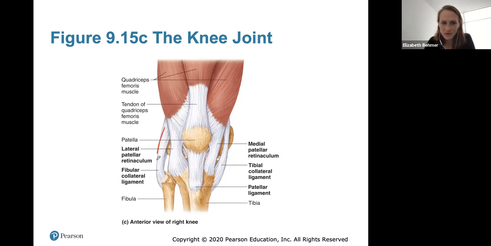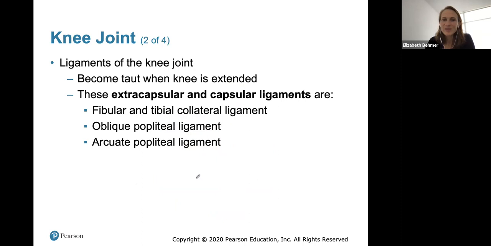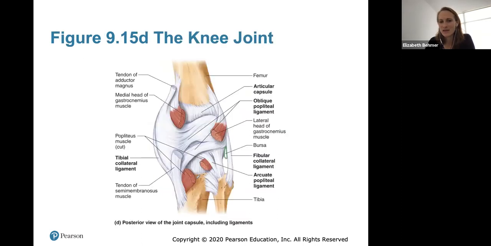Here's the lateral or the fibular collateral ligament, and then the medial or tibial collateral ligament, often abbreviated LCL or MCL. You can see here the patella, the tendon of the quadriceps muscles, the patellar ligament. So you should know well the ligaments of the knee joint. And in the back, we have the anterior popliteal ligament, the tibial.